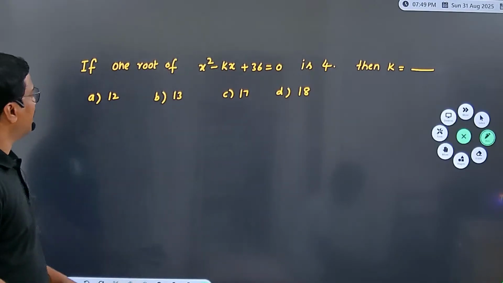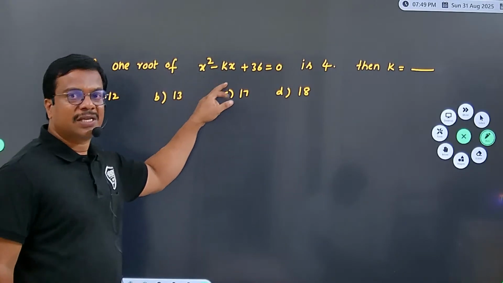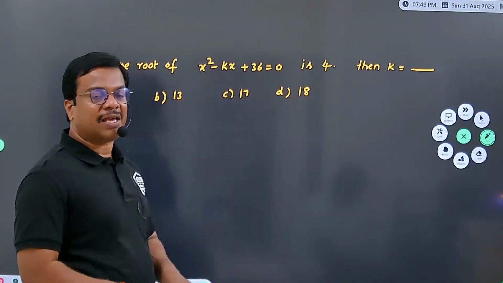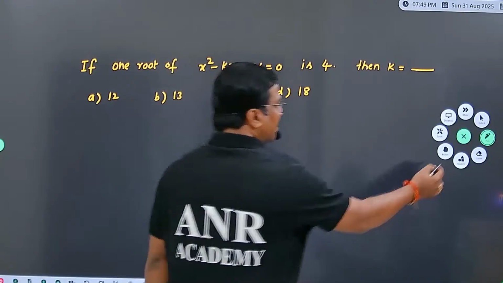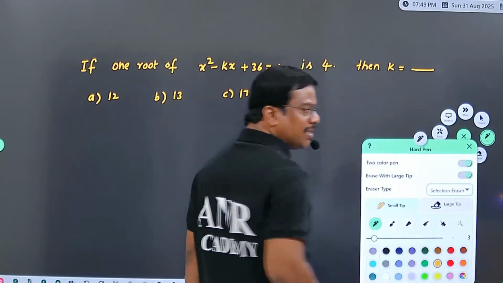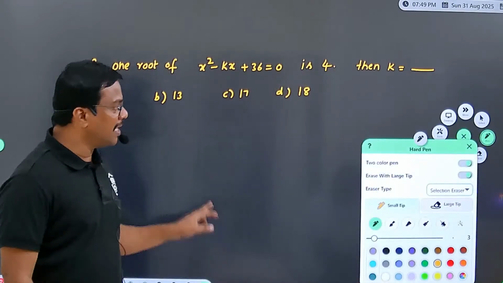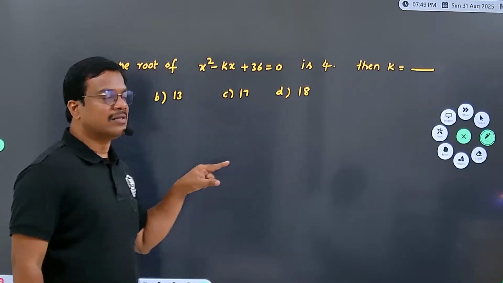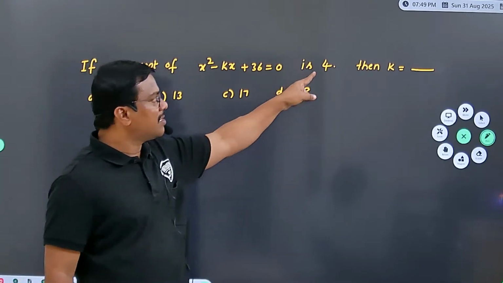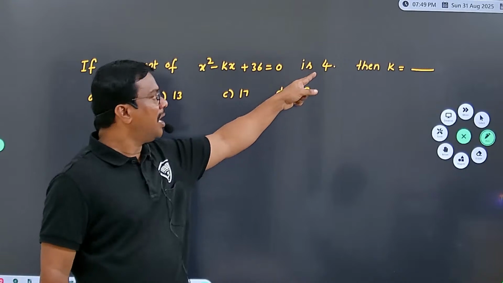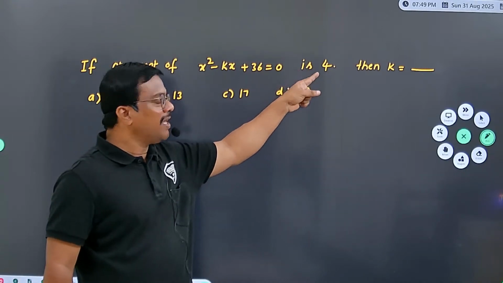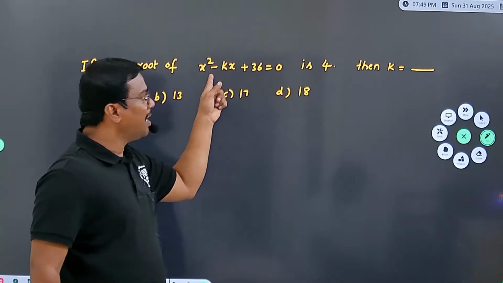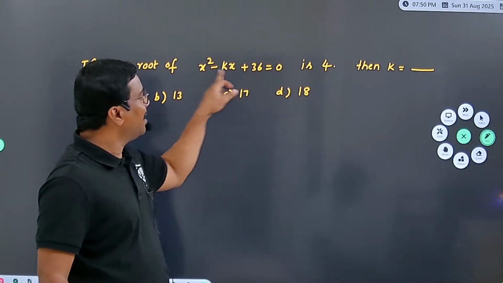Here, one of the roots is given as 4. Then we need to find the value of k. We know that if alpha is a root of a given second degree equation, then alpha satisfies the equation. So here, just substitute the value of alpha, that is alpha equal to 4 given in the question. Substituting 4 in place of x, we automatically get the value of k.